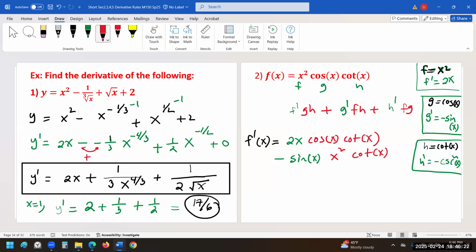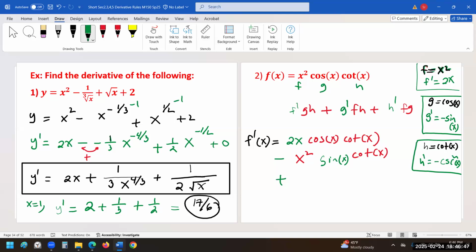But it does look weird, right? Two trig functions on two sides and x in the middle. So let's rewrite so that it looks nicer. x squared first, sine in the middle, and then cotangent x. In multiplication, you can move around your functions whatever way you want. It doesn't matter.